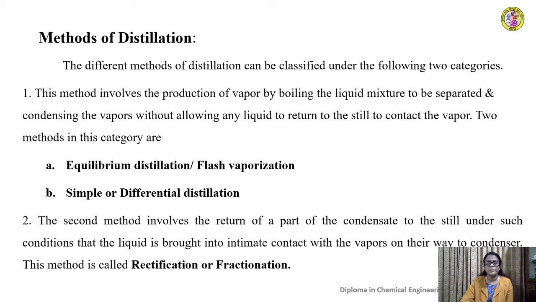In the second method, the condensed liquid will be divided into two parts, and one portion will be sent back to the still under such conditions that the liquid will be brought into intimate contact with the vapors on their way to the condenser. That is done in order to make the vapor more and more rich in the more volatile substance. At the same time, the liquid will become more and more rich in the less volatile substance. That second method is called rectification or fractionation.